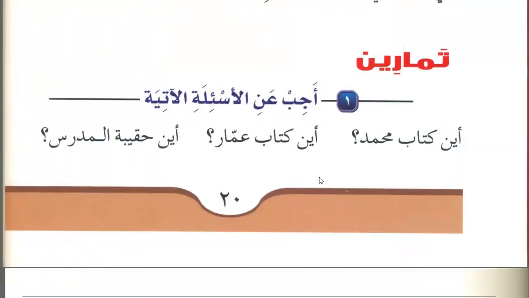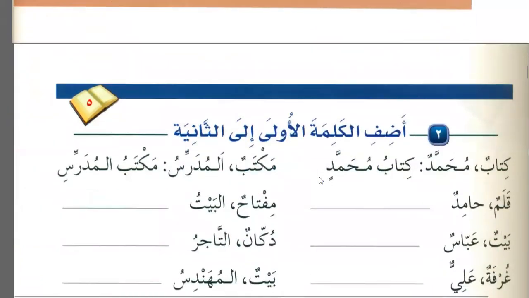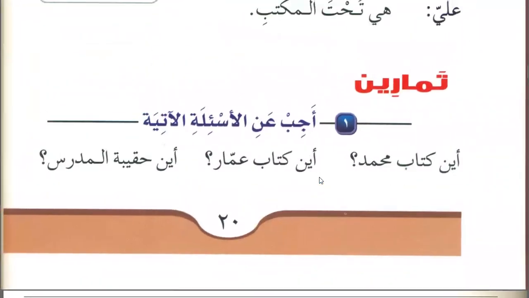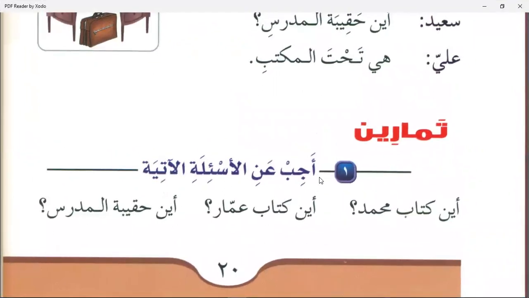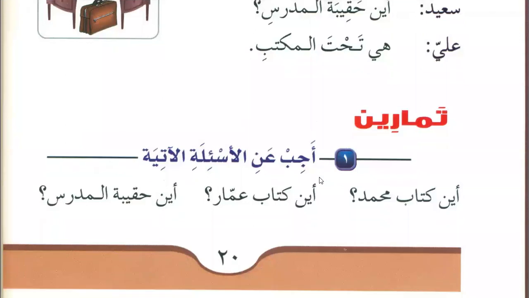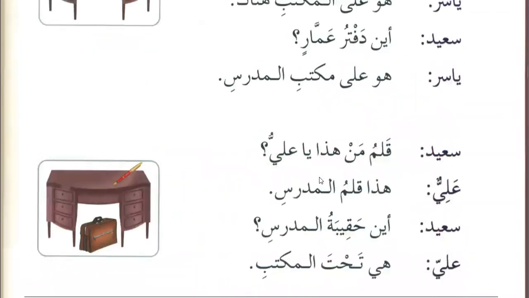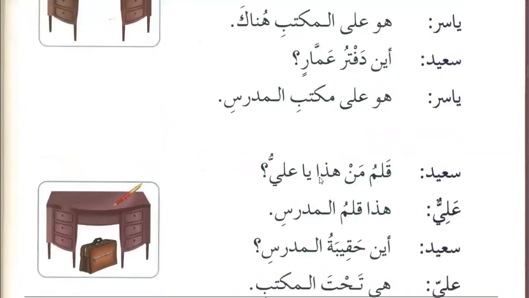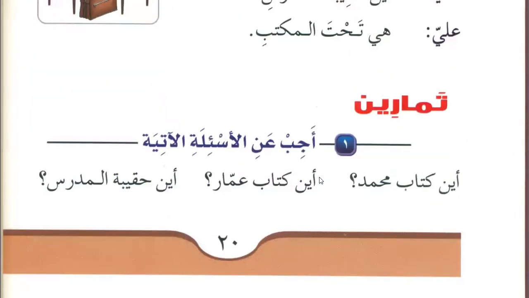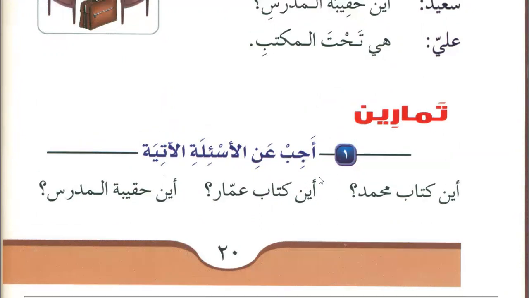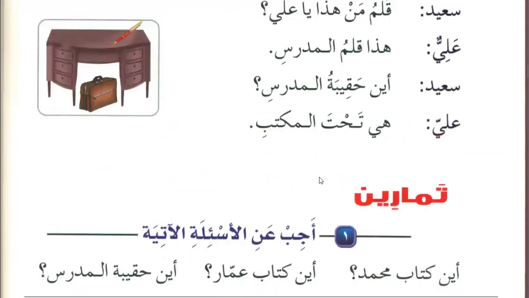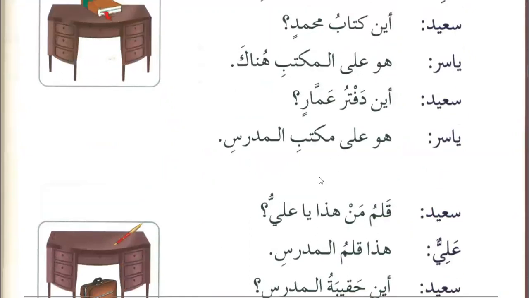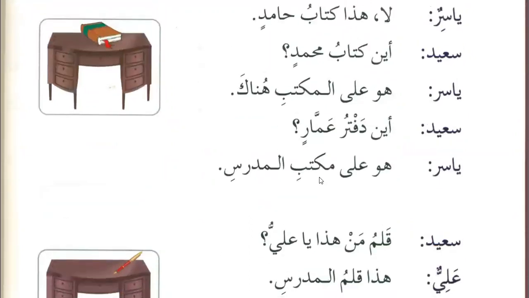Tamrin, exercises. Ajibi ala al-as'ilati. Answer the following questions, Miss Rina. Okay. Aina kitabu Muhammadin? Kitabu Muhammadin alal maktabi. And then, aina kitabu Ammarin? Ammarin. Mudaf ilayh is always majroor, kasra. Oh yeah, Ammarin.